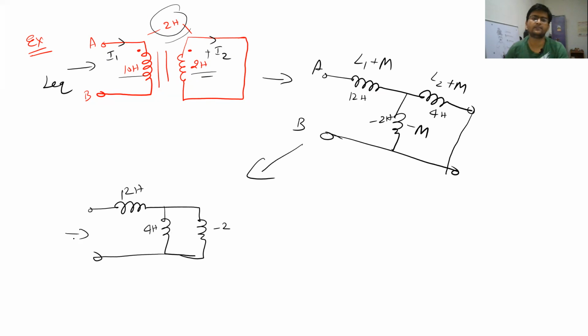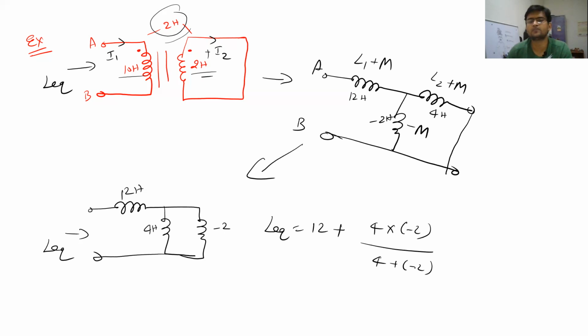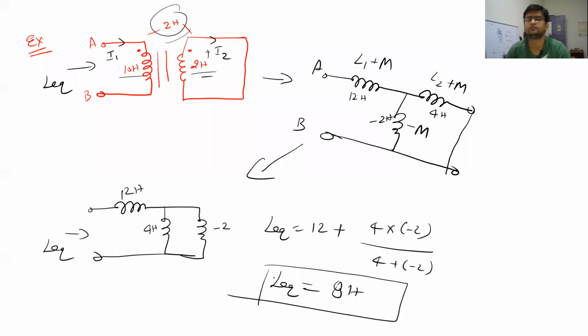So now I think it is very easy for you to calculate the L equivalent. So L equivalent will be equal to 12 plus 4 into minus 2 divided by 4 plus minus 2. So you will finally get L equivalent as 8 Henry on solving this.